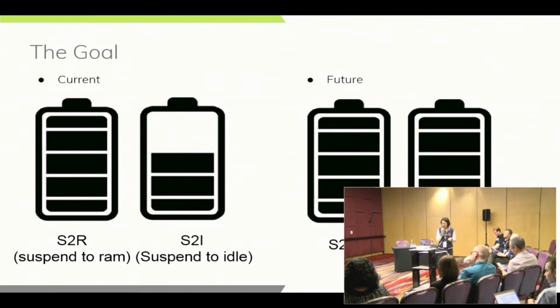The goal is like those two pictures show. Comparing the two kinds of suspend, we can see that if the system enters suspend to run, it can save more power than if it enters suspend to idle. The left is the current situation. We hope suspend to idle can reach the same power consumption as suspend to run in the future, like the right picture shows.